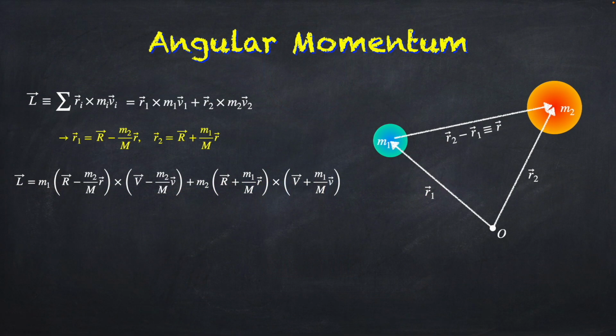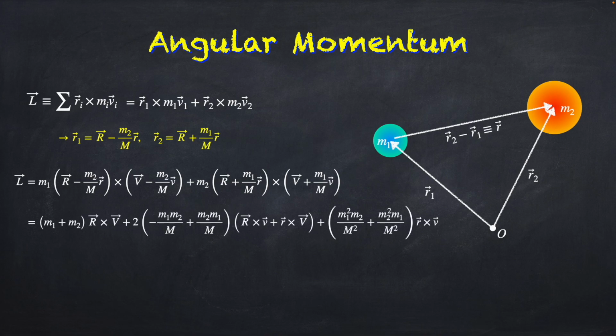We now have to FOIL these two terms out, and I'm going to group all the like terms together. So here we have the two terms with R cross V, capital R cross capital V. That's going to be this term here, multiplied by M1, plus this term multiplied by M2. So we have M1 plus M2.